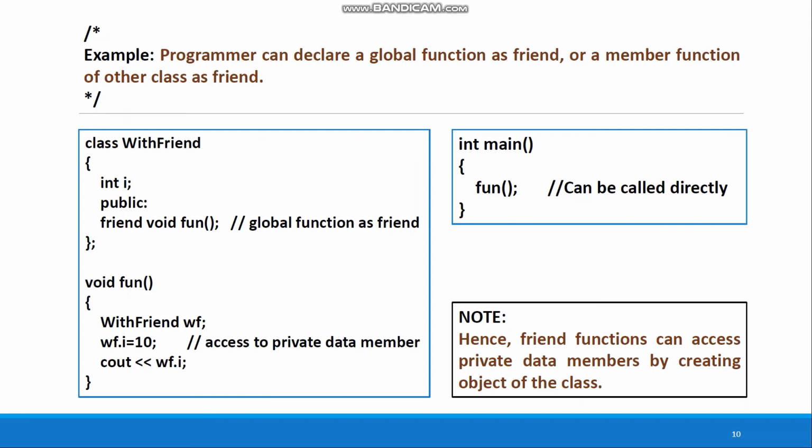We know very well this is a friend function, and with the help of this friend function we can access the private data member of the class. The private data member is i. With the help of this fun function we can access the private part of the class. A friend function can access private data members by creating an object of the class. We have created the object of the class, and with the help of this object we are accessing the private part of the class, because this function is a friend function. That's why we can do it. Otherwise, it is not possible.